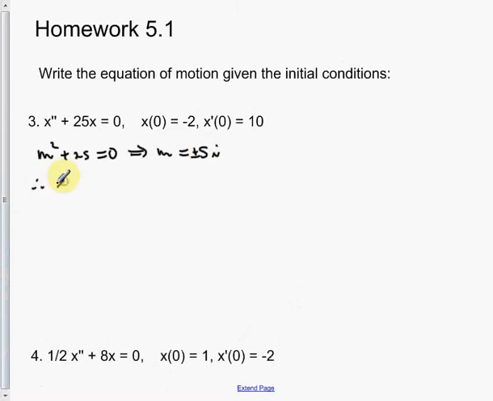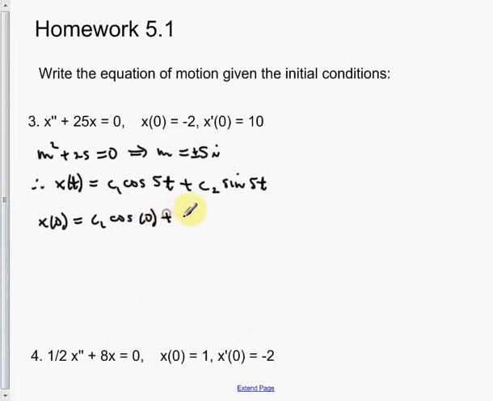So we get the equation x of t is equal to c sub 1 times cosine, here the omega is 5, so this is 5t plus c sub 2 times sine of 5t. Now they want us to solve based on those initial conditions. So first they give us x of 0. So wherever we have t, we put 0. So this is c sub 1 times cosine of 0 plus c sub 2 times sine of 0. Well, that just gives us here c sub 1, because cosine of 0 is 1. So c sub 1 is equal to negative 2.